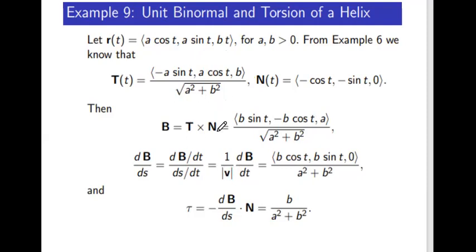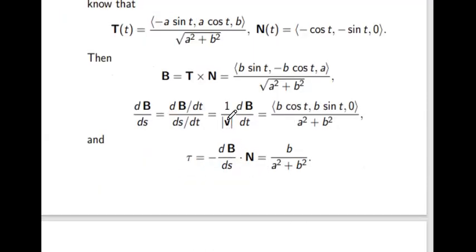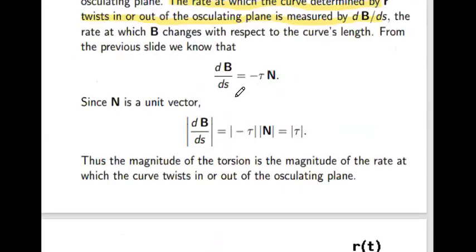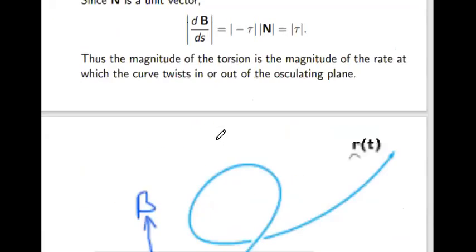What is the speed? I think we found the speed. You have to check that one again. Then we have dB by ds expressed in terms of t, by taking the dot product, that is the definition. Yes, this is the definition.